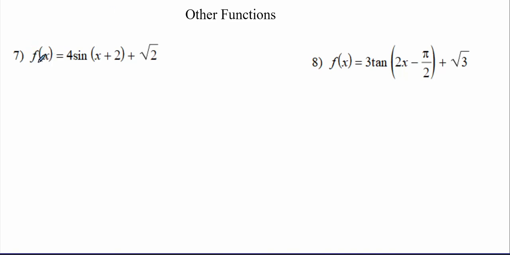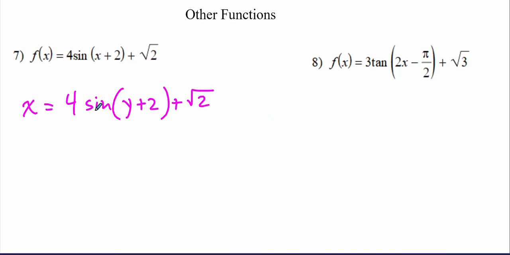Well, rename this into a y and switch the x and y positions. So this really is x on the outside equals 4 sine of what's inside here, y plus 2, and plus square root of 2. So even though, again, you may not even know what this is, it depends when your teacher gets to the trigonometry. And I'm going to unwind things to get y by itself by normal inverse operations. In other words, subtract square root of 2, then divide by 4, and so on.